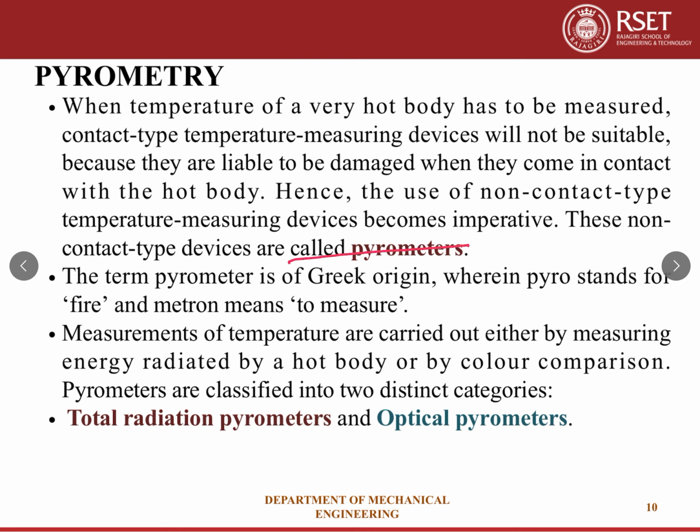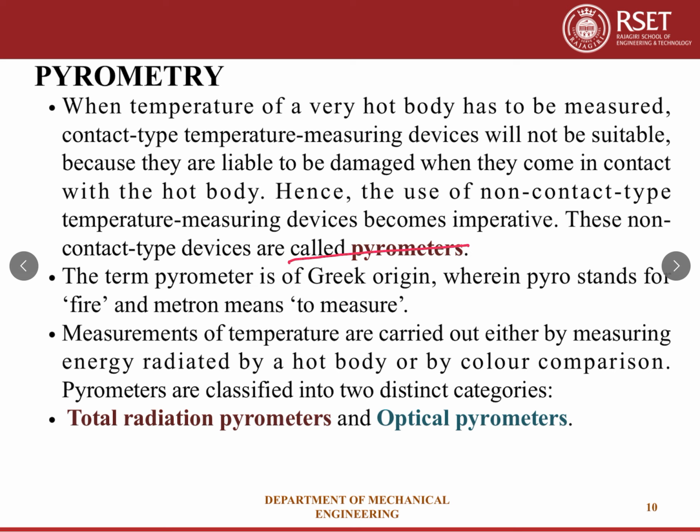All the temperature measuring devices we have seen are contact type. Liquid in glass thermometer, pressure thermometer, thermocouples, bimetallic, then RTDs, thermistors, they all are contact type. The thermocouple or the temperature detector should make contact with the body whose temperature is to be measured. But with pyrometry, we can do the temperature measurement without having any contact.